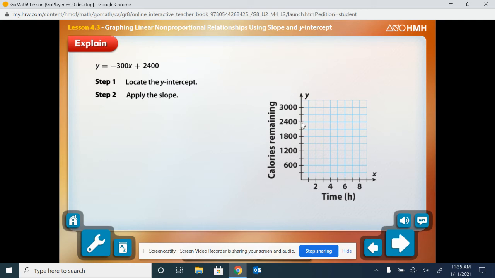You can also go from 2,400 down 300 and then over 1. Down 300 and over 1. So you can do it whichever way works best for you. That's right. Click to draw the line through the points. The line runs through the points (0, 2,400) and (3, 1,500).